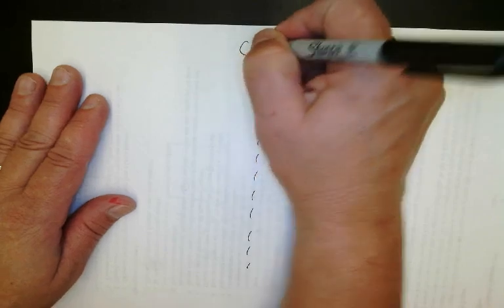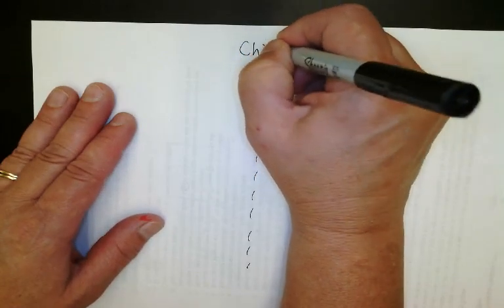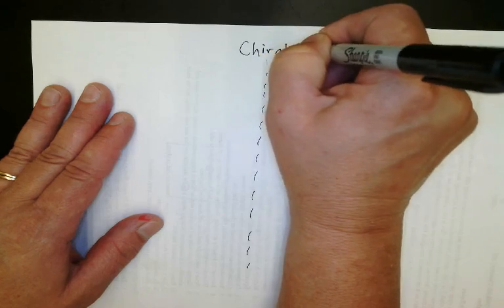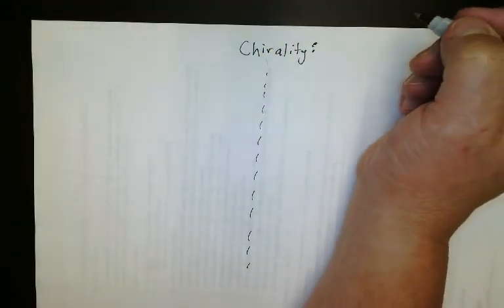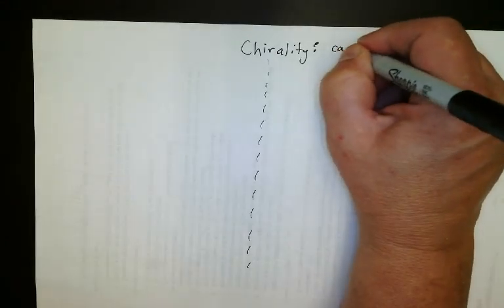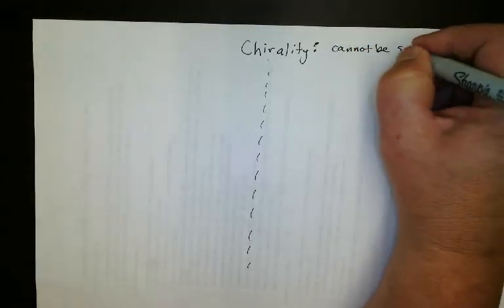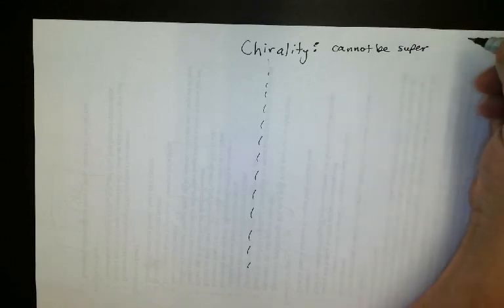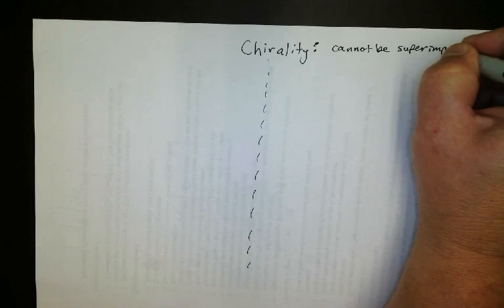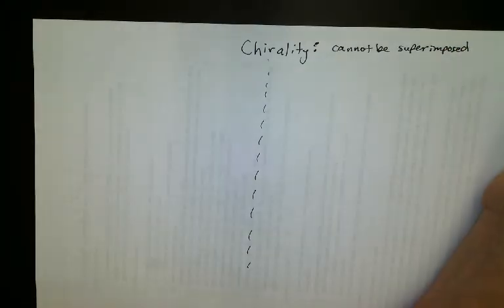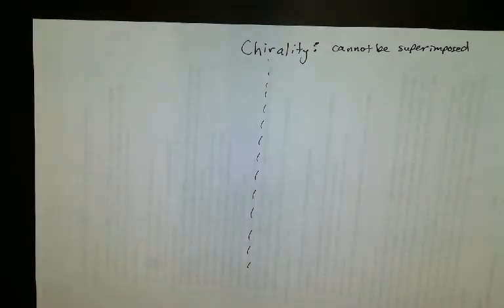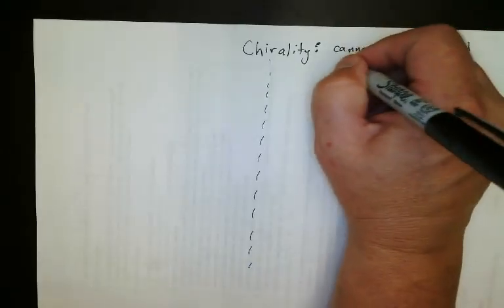We're going to talk about what chirality is. If you have a chiral substance, chiral is spelled C-H-I-R-A-L-I-T-Y. And the definition for chirality is it cannot be superimposed. It's that easy. Now, in order to be chiral, you need to find a chiral center.